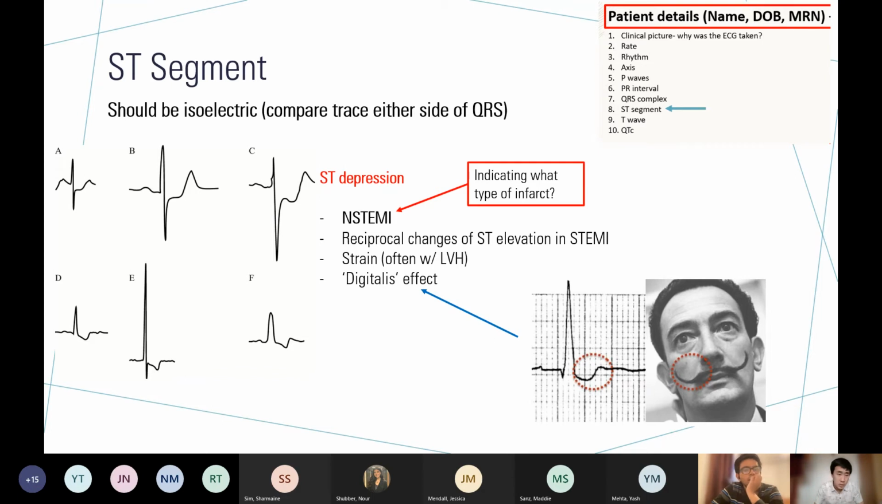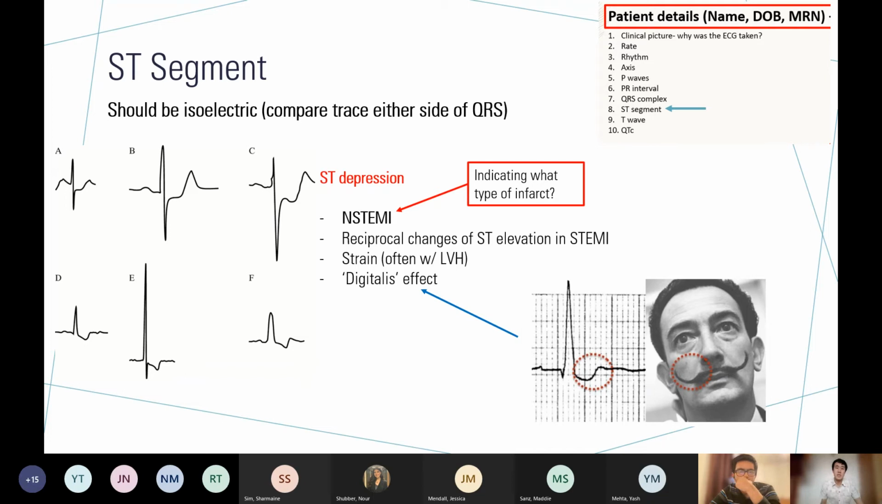ST depression, exactly. Because if you look before the QRS and you look after the QRS, it's lower. So ST depression can be a sign of NSTEMIs. It can also just be reciprocal changes if you've got ST elevation elsewhere. It can be a sign of strain, particularly if you also have left ventricular hypertrophy, and you have this weird particular shape in digitalis. So in digoxin poisoning, you have Salvador Dali's reverse tick or the Nike reverse tick. This was tested once, but it's really rogue and a very, very hard question. So learn it if you like, but yeah.